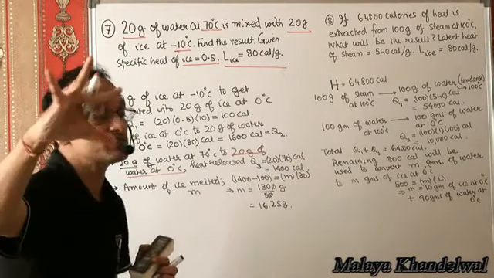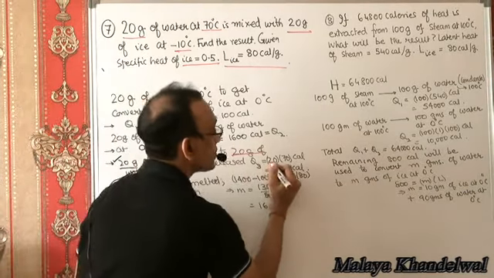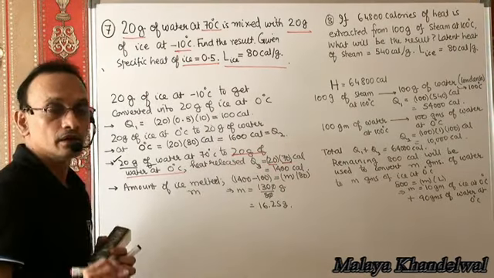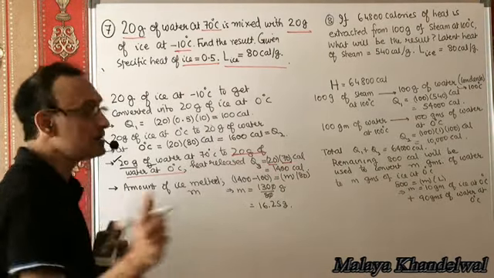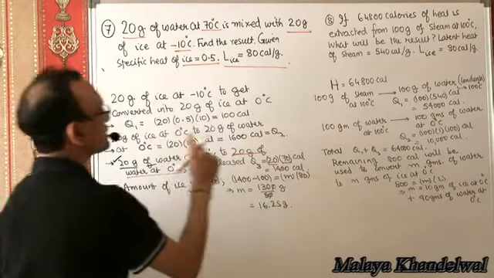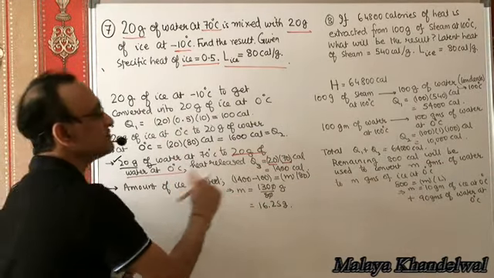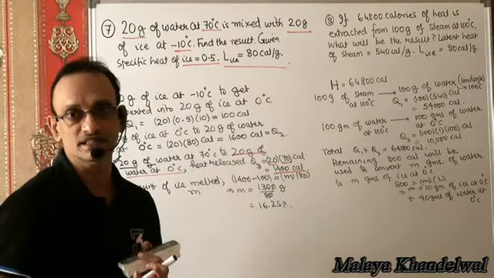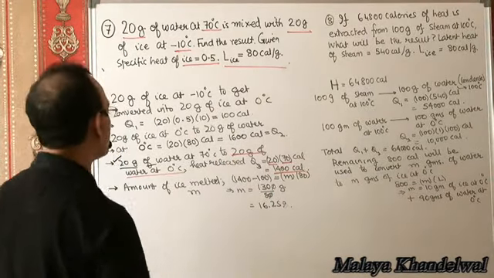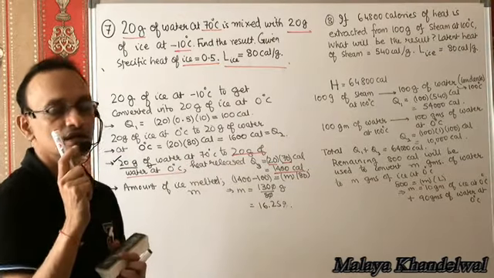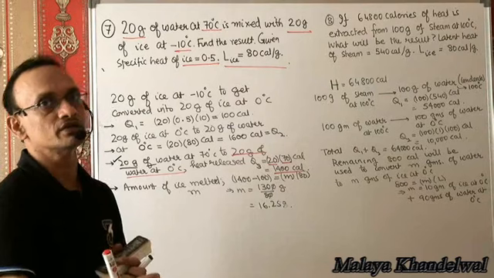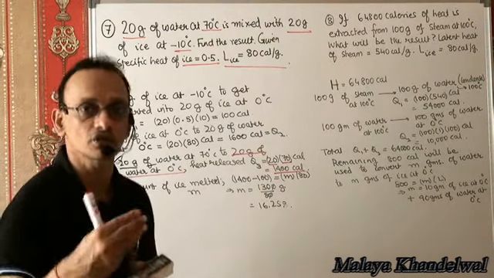How much heat will it release? It's going to release mass into specific heat, 1, into fall of temperature, 70 degrees. From 70 to 0 is 70 degrees. So 1400 calories of heat will be released if 20 grams of water at 70 degrees centigrade gets converted into 20 grams of water at 0 degrees centigrade.